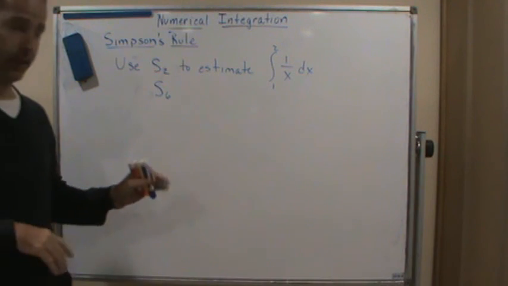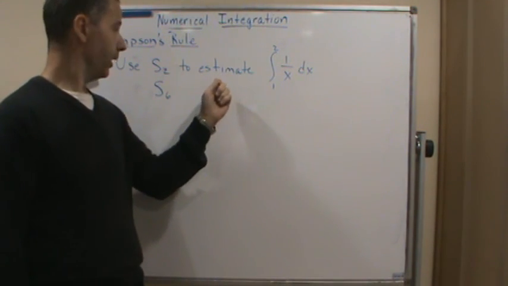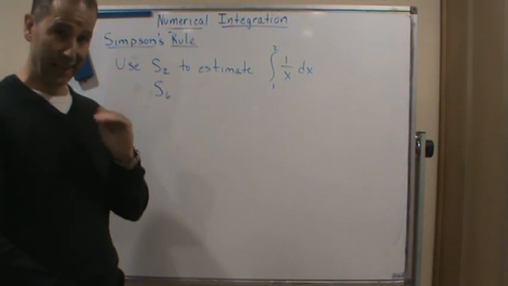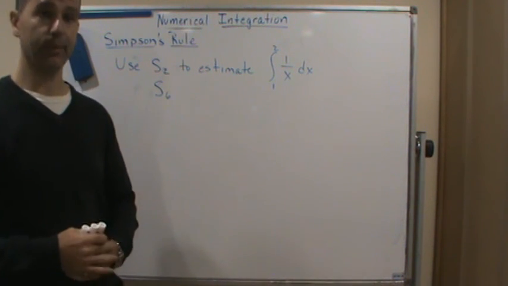Next, I'm going to introduce the theorem for the error bound, because for using Simpson's rule, there's also an error bound formula as well. But we'll discuss that next time and do some examples.